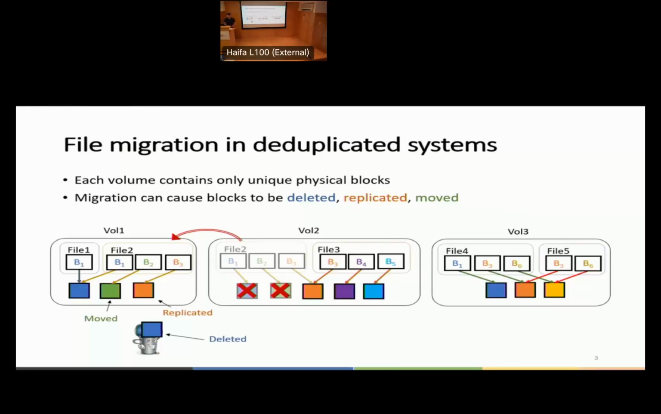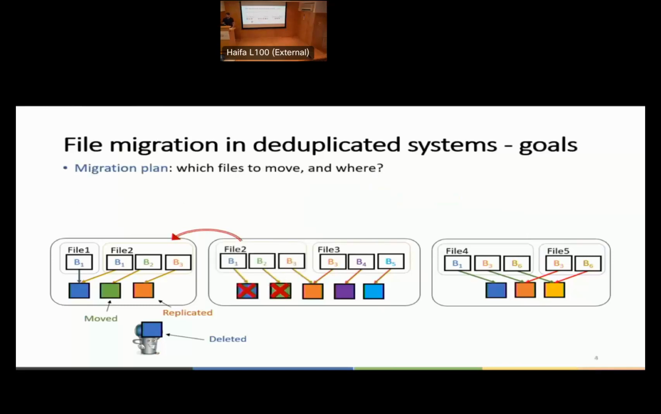So in our study, the main purpose that we wanted to achieve is to create an efficient migration plan. A migration plan is basically which files we need to move and to which volumes. As part of this migration plan, we had three different goals. The first one is the minimization of the system size. We wanted to make the deduplication as efficient as possible. The second goal is to minimize the network traffic that we consume during our migration plan.